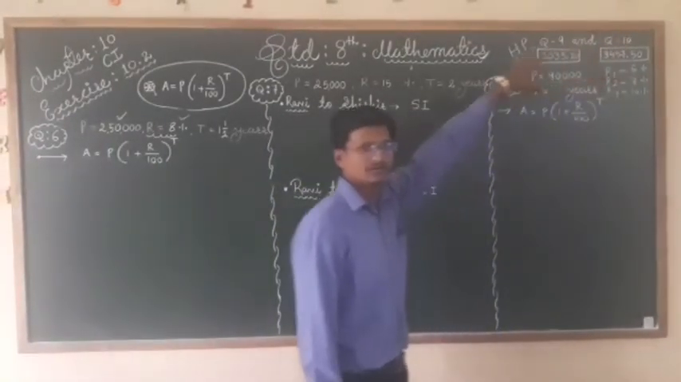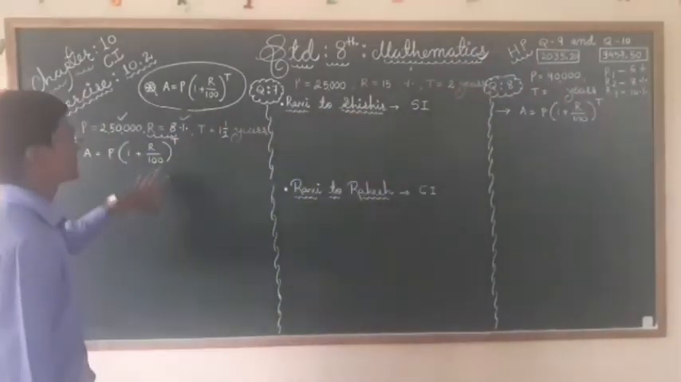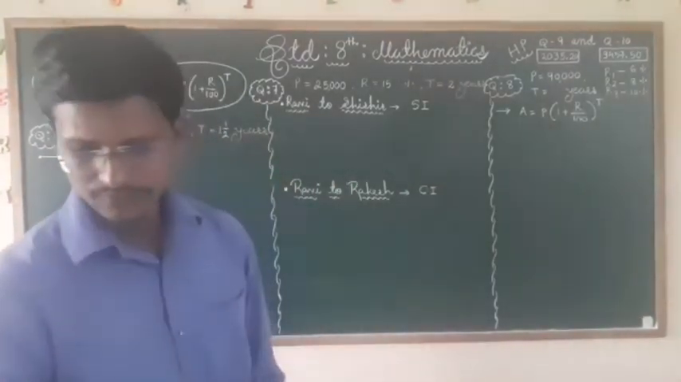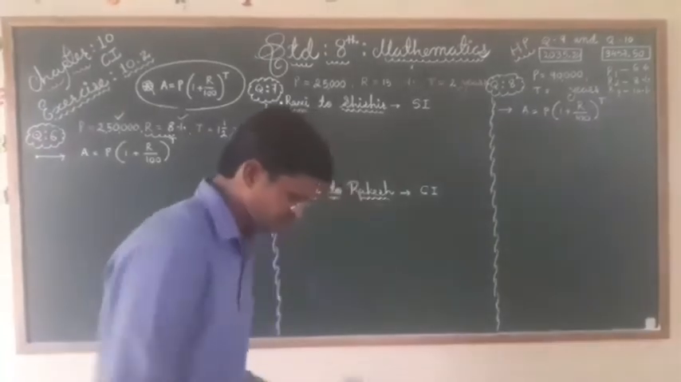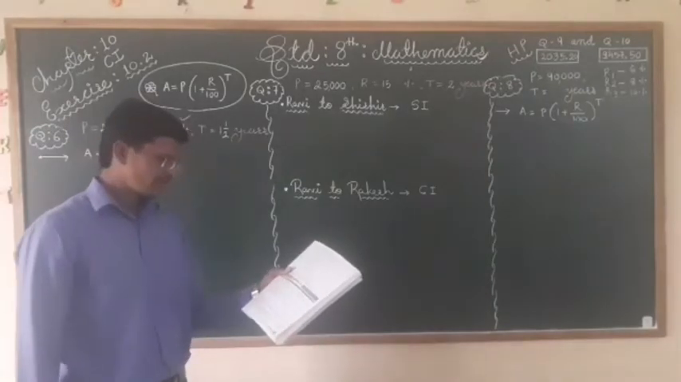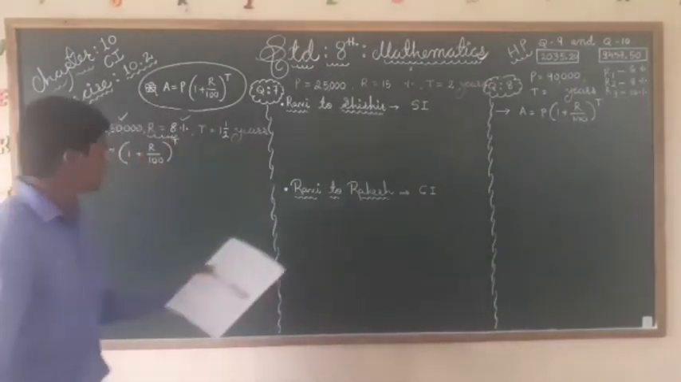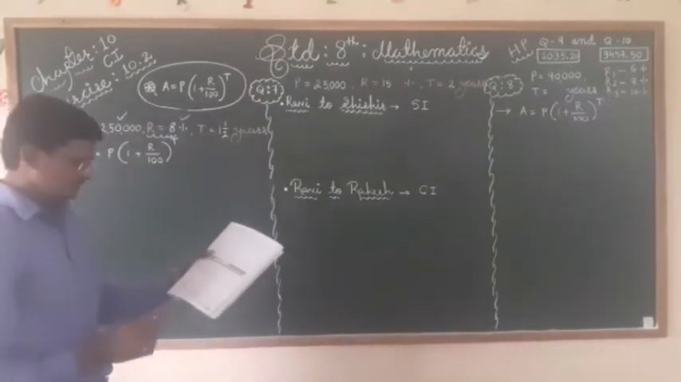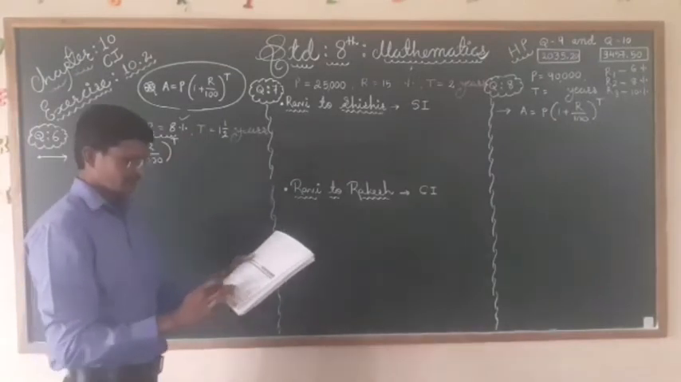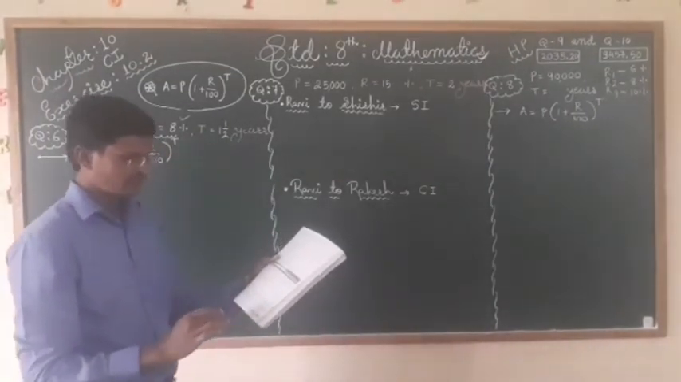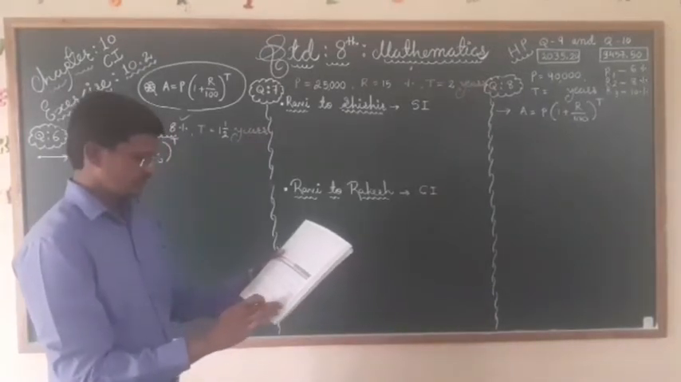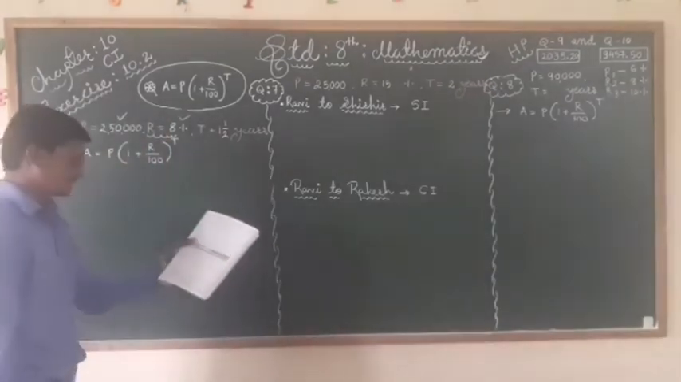So just understand the remaining sums, and you will follow that method and get the answers. Here in the textbook, page number 179, question number 6 is: find the compound interest on rupees 2,50,000 at the rate of 8%, and 1/2 means 1.5 years, that is per annum, interest is compounded half yearly.